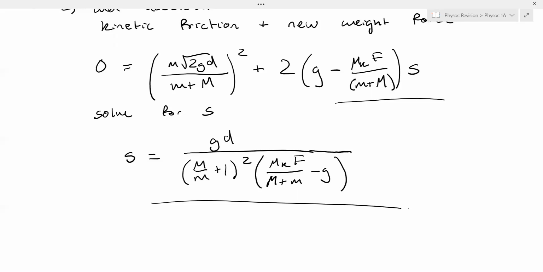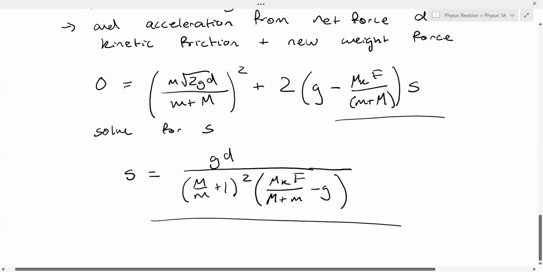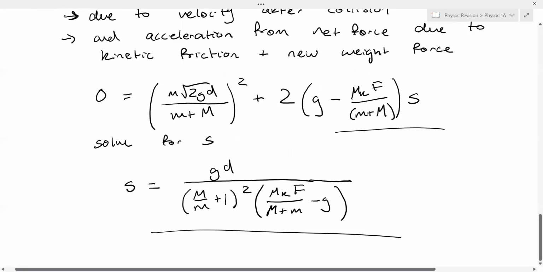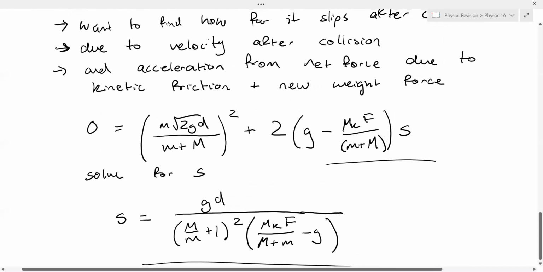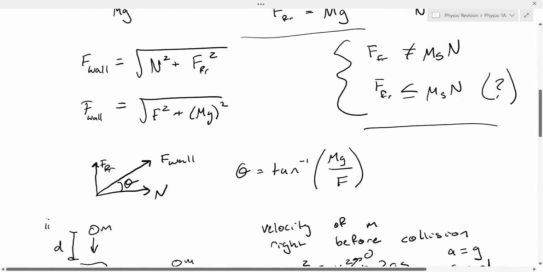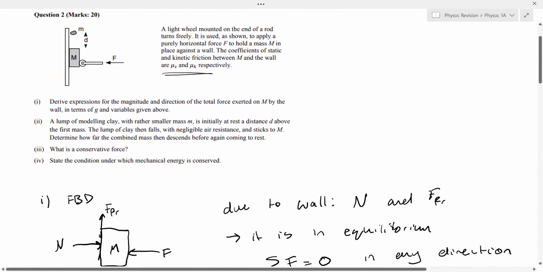Also in Moodle, they probably would have given you values for this so you can get out a number, in which case you don't have to simplify it, just chuck in all the numbers in your calculator and hope for the best. So yeah, bit of a long question, that one, but hopefully you followed along.